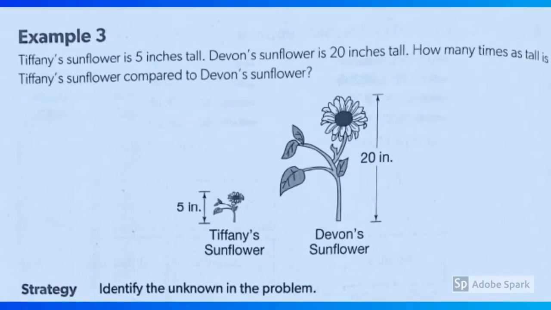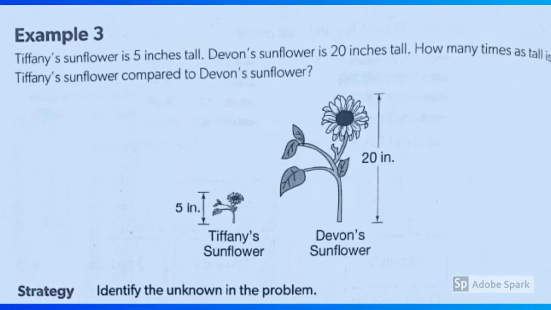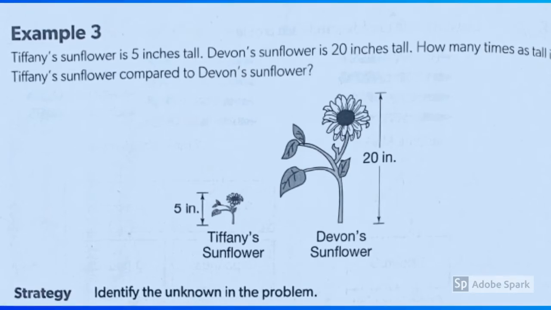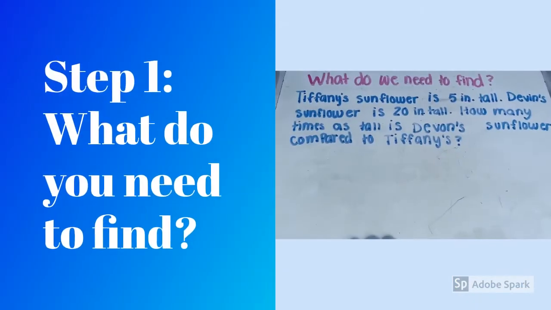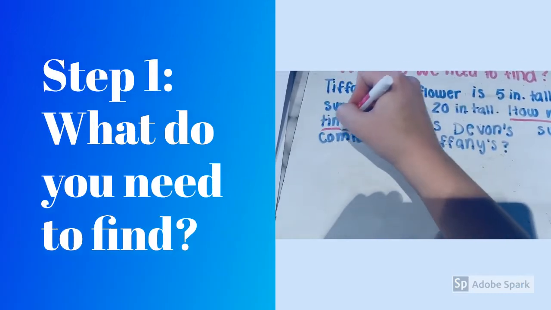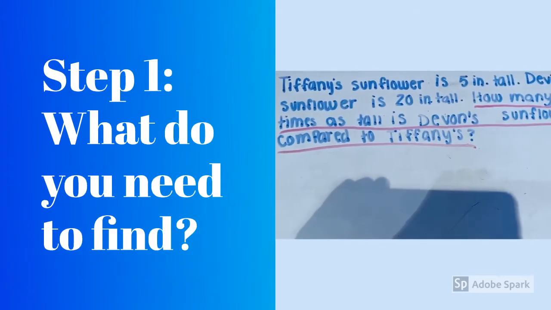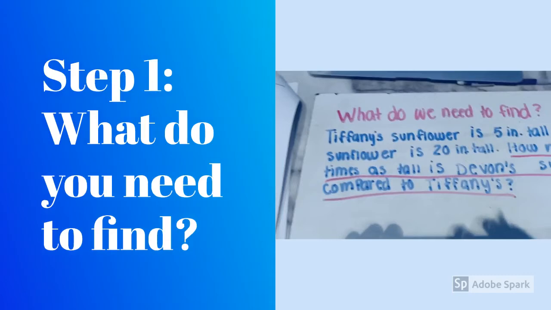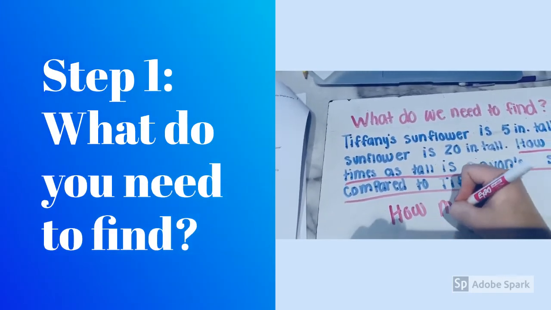Example 3. Tiffany's sunflower is 5 inches tall. Devin's sunflower is 20 inches tall. How many times as tall is Devin's sunflower compared to Tiffany's sunflower? Our strategy is going to be to identify the unknown in the problem first. In order to find the unknown, we have to ask ourselves, what do we need to find? I know that it's asking us, how many times as tall is Devin's sunflower compared to Tiffany's? So I know that I am looking for how many times as tall. The comparison, how many times as tall, is missing.